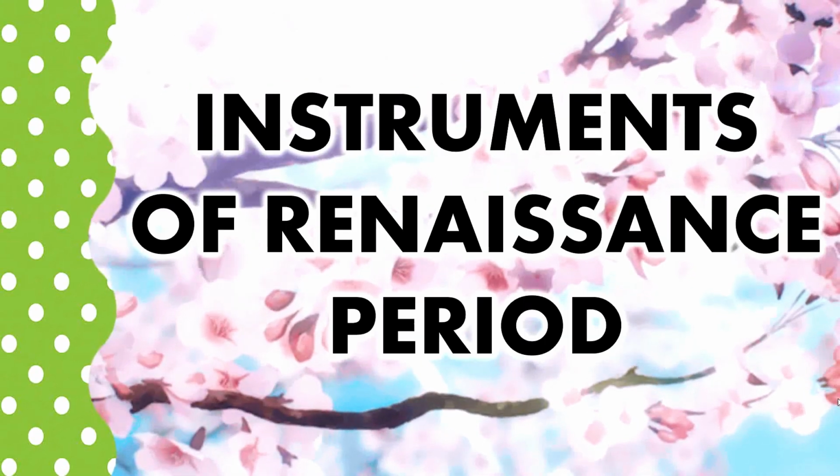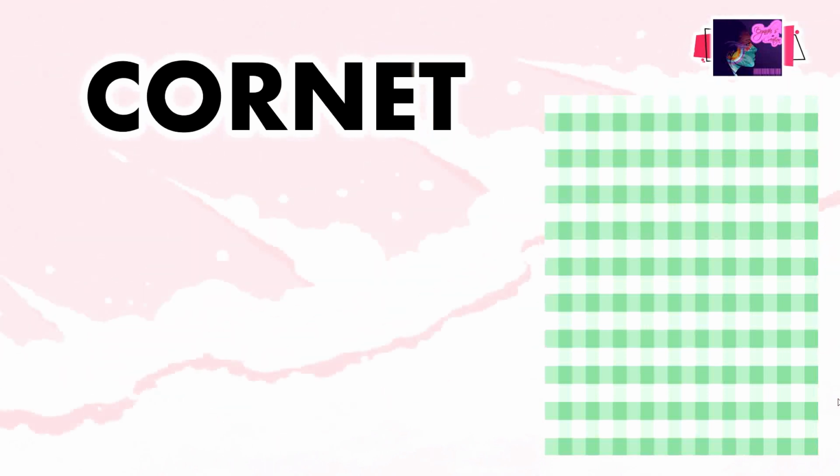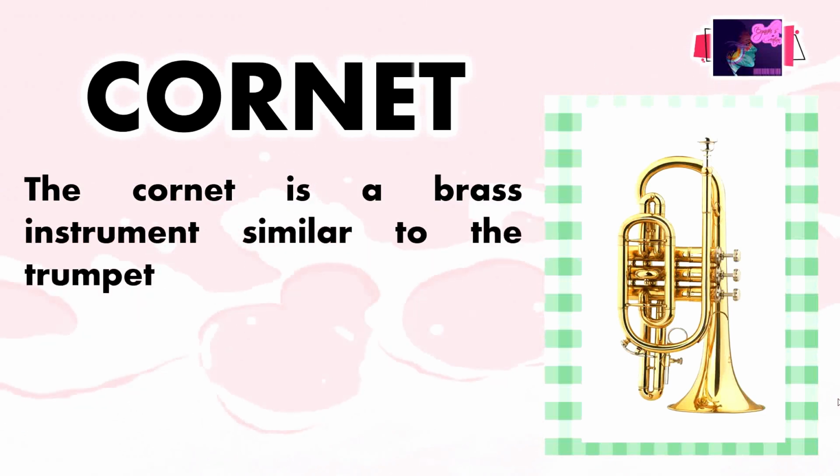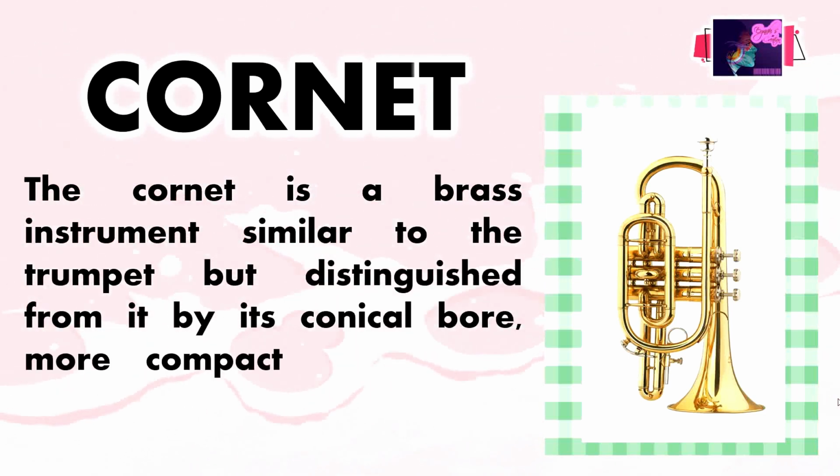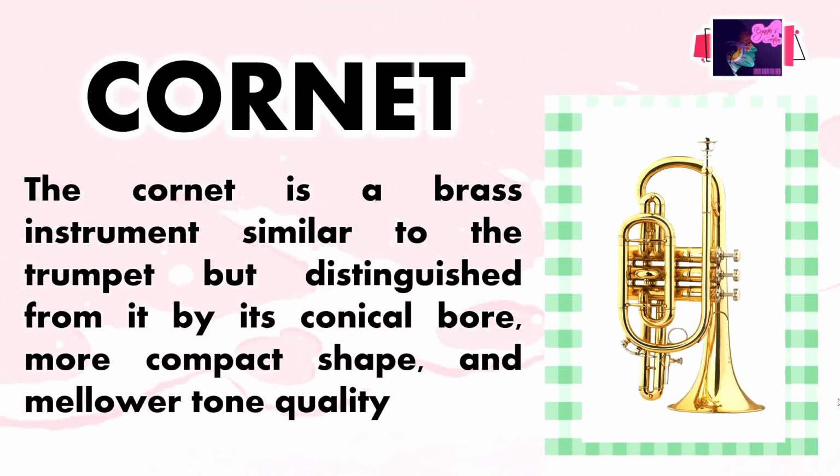Let's now have the instruments of the Renaissance period, starting with the cornet. The cornet is a brass instrument similar to the trumpet, but distinguished from it by its conical bore, more compact shape, and mellower tone quality.